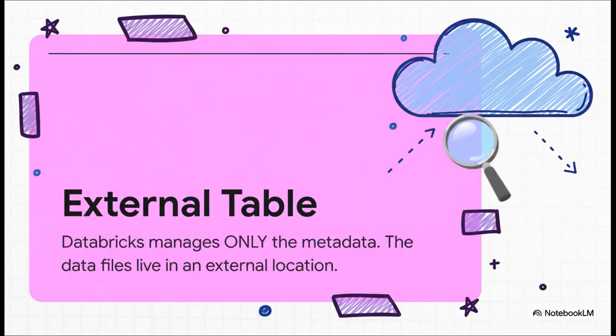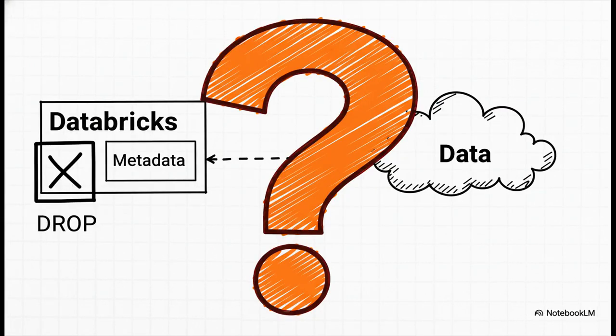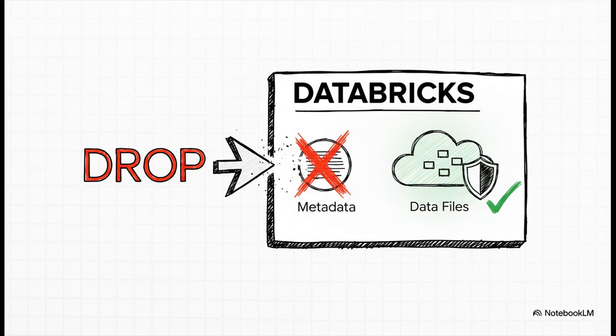Now let's switch gears and look at the other option, the external table. With an external table, Databricks is only in charge of the metadata. The data itself is somewhere else. Your data files just chill in their own external spot, like S3 or Azure Data Lake. So you can probably guess what's coming. What if you drop this table? Only the metadata gets removed. Your actual data files stay completely untouched and safe.